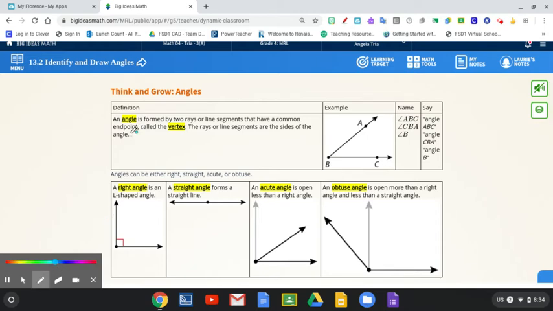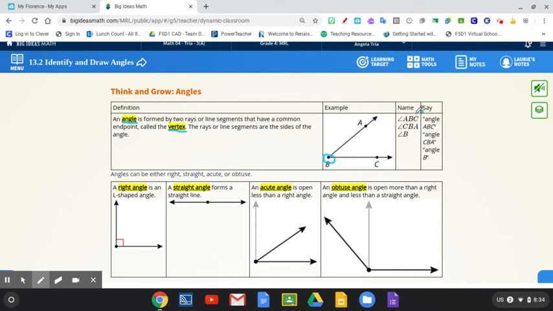The first one we're going to talk about is angle. Now, an angle is formed by two rays or line segments that have a common endpoint called a vertex. The rays or line segments are the sides of the angle. So here we have one ray, and here we have the second ray. And they are joined at a common endpoint called the vertex. So here's where we have our vertex. So this is an example of an angle.